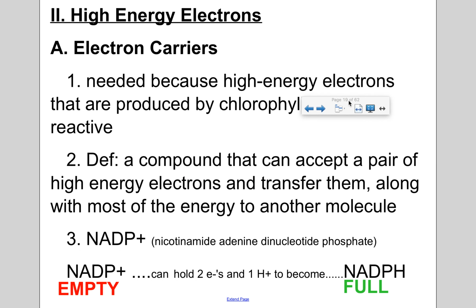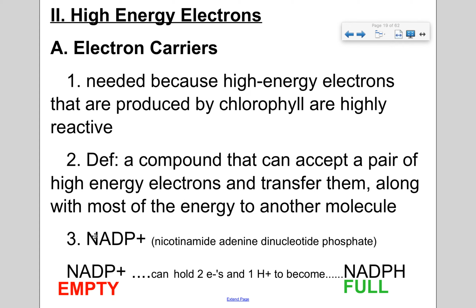So what carries these electrons? Well, molecules called electron carriers. They are needed, okay, because chlorophyll can be pretty reactive. Okay, so the definition of an electron carrier from your book: a compound that can accept a pair of high-energy electrons and transfer them along with most of the energy to another molecule.